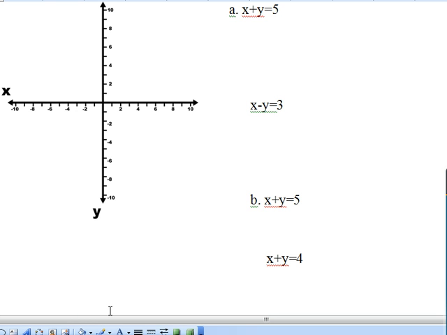And then C wants to know what a system that is inconsistent looks like. And an inconsistent system has no solution because the lines are parallel, so they never intersect. So that system is inconsistent and has no solution.